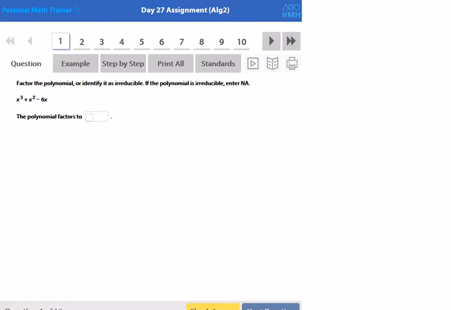Here are some examples from day 27 where we're factoring. Here they want us to factor this polynomial. This is a cubic trinomial. It's to the third power, and there's three terms. And I see that they all have a common factor. All of these can be divided by x.